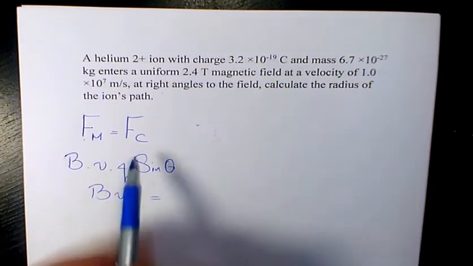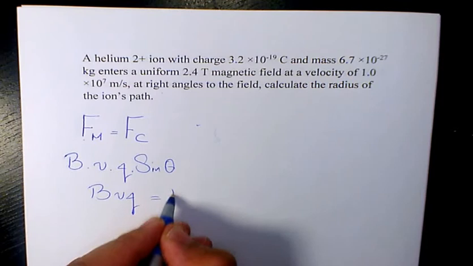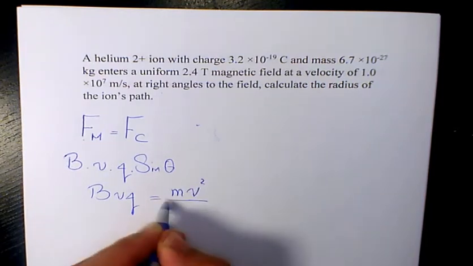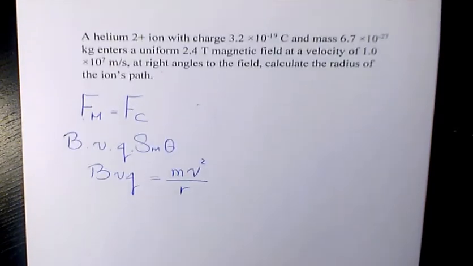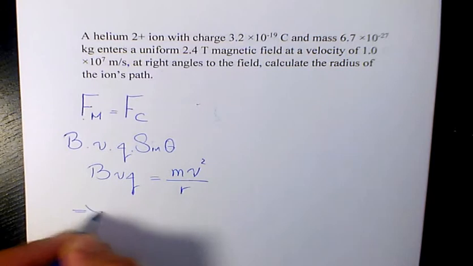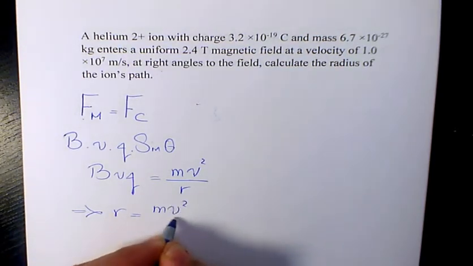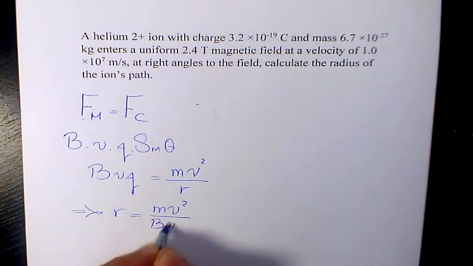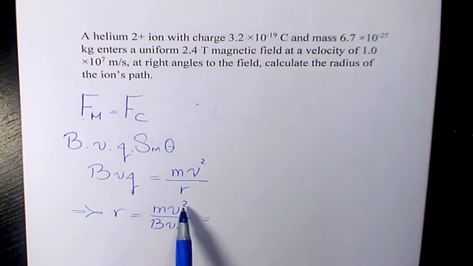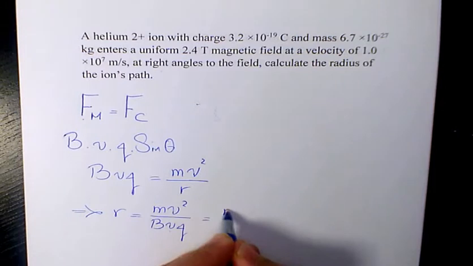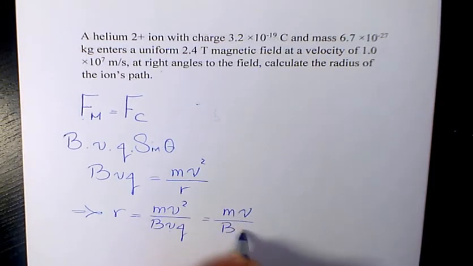That has to be equal to centrifugal force, which will be mv squared divided by r. We need to find out the radius. So if we rearrange it, we're going to have r equals mv squared divided by BVQ. Then I can cancel one of the v with this v. It's going to be mv over BQ.